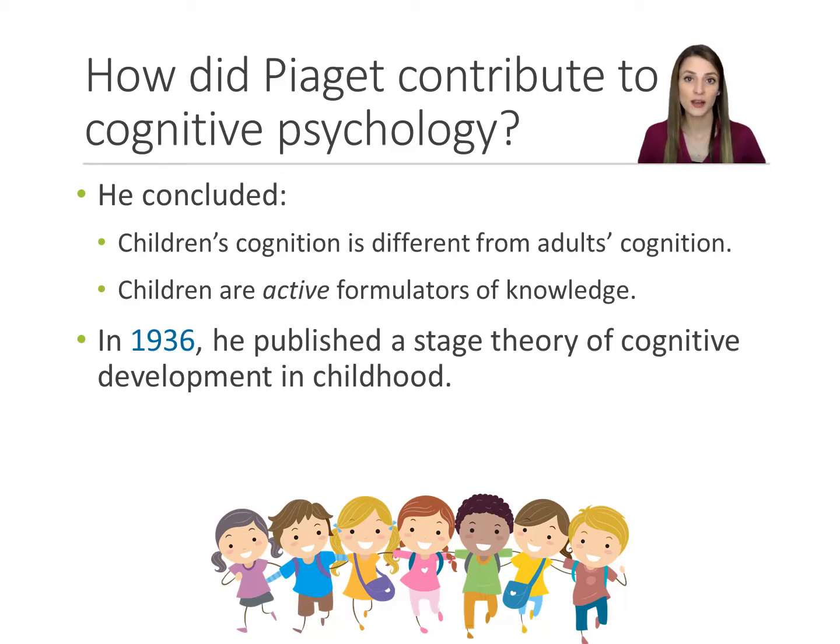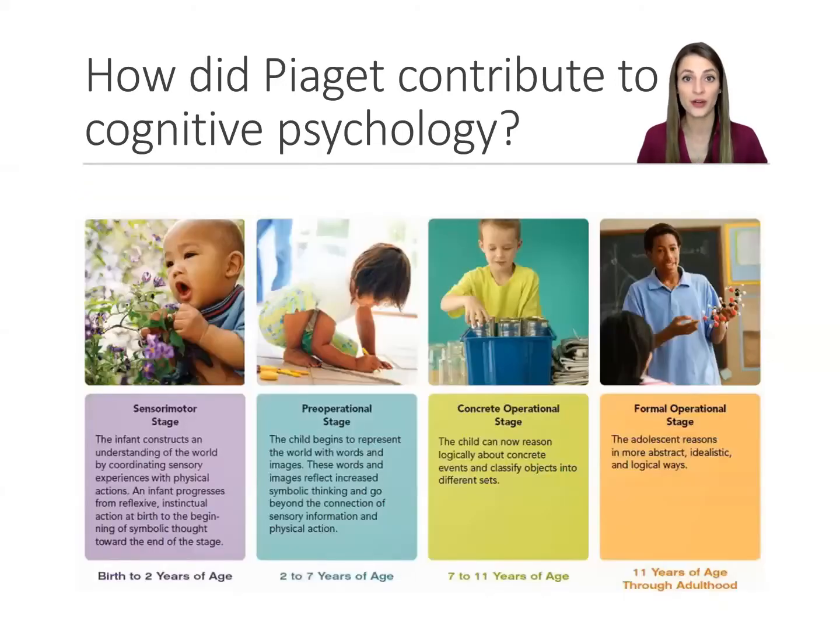After fine-tuning his ideas, he published them in 1936. He created a 4-stage theory of cognitive development to try to explain how children's cognition in childhood develops into the cognition we typically see with adults. How does that change happen? Here are Piaget's 4 stages.